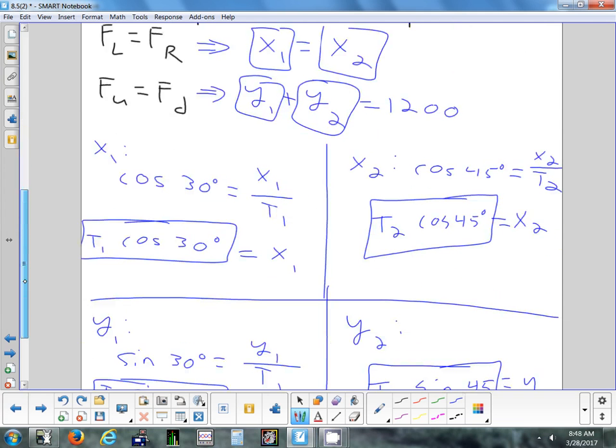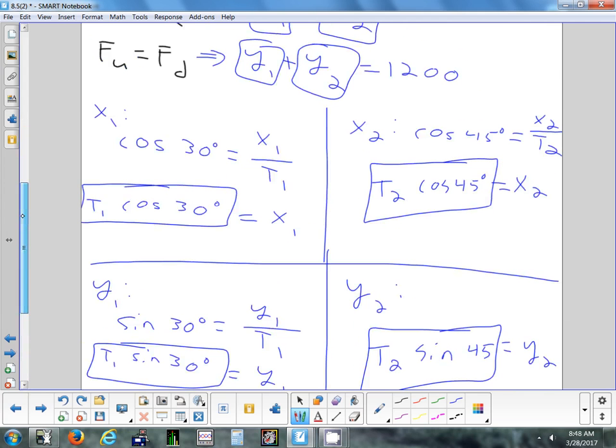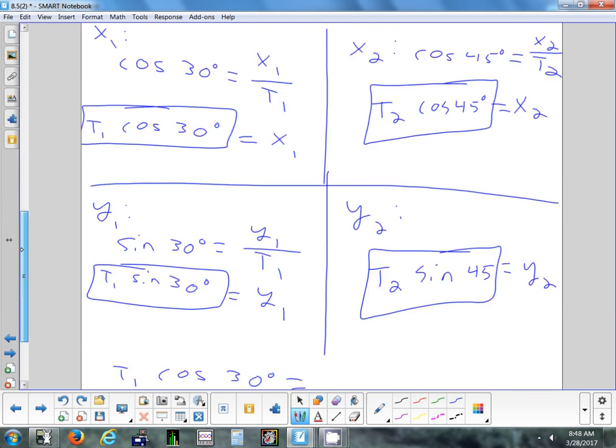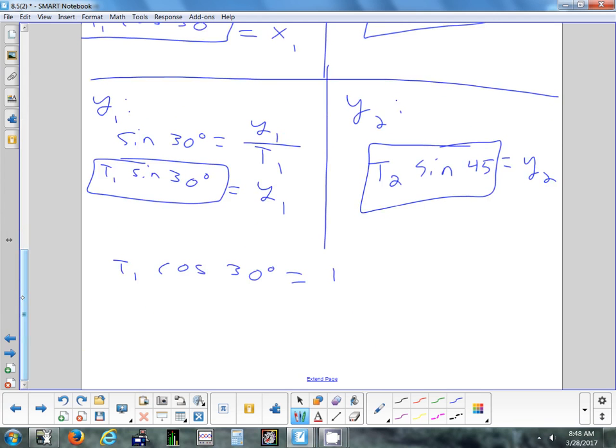All right, so we've got x1 equals x2. So x1 is t1 cosine 30. And what's x2? Yep, t2 cosine 45. So if it's confusing, you could think of that as x times something equals y times something. It's basically like 2x equals 5y. That's basically what you have right there. Two different variables, two different numbers. All right, so that's our first equation.